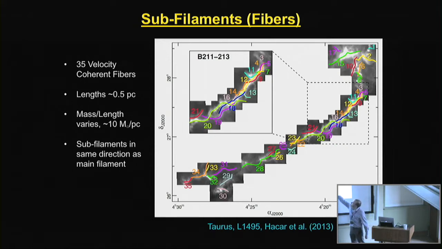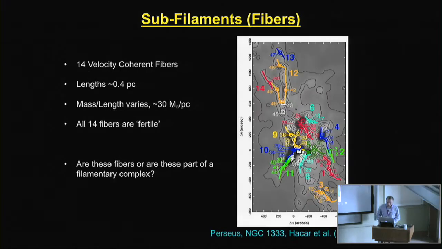And here's a zoom in of B211 and B213, and you can see all these intertwining velocity coherent fibers. They find 35 of these structures in here, and the lengths are typically around half a parsec. The mass per unit length actually varies quite a bit. Typically it's around 10 solar masses per parsec, but sometimes up to 70. And we see all these subfilaments are in the same direction as the larger filament.